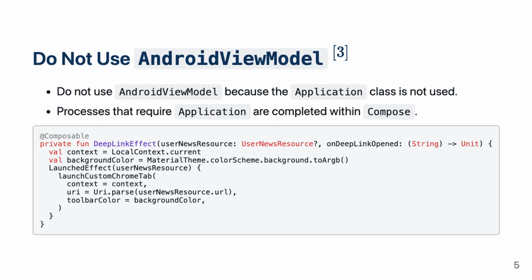It is recommended to use Compose for processes that require the application class. In the example, the context is obtained from the local context and UI state changes are detected in the launched effect. Then, processing that requires the context is performed within the launched effect.